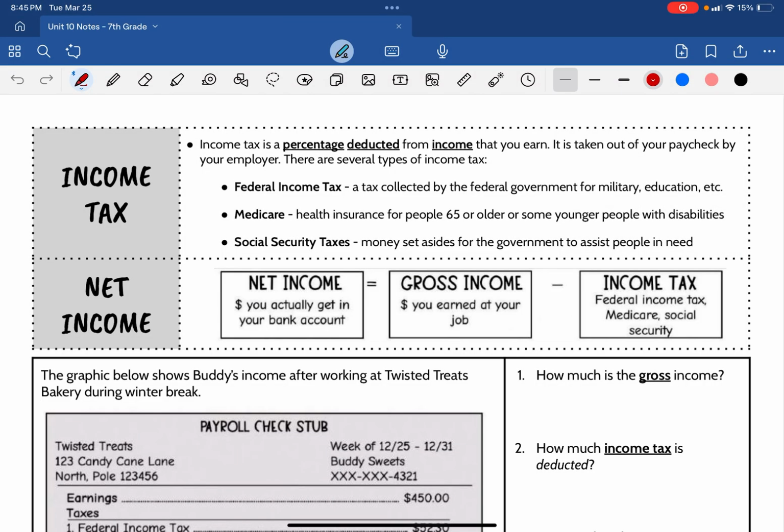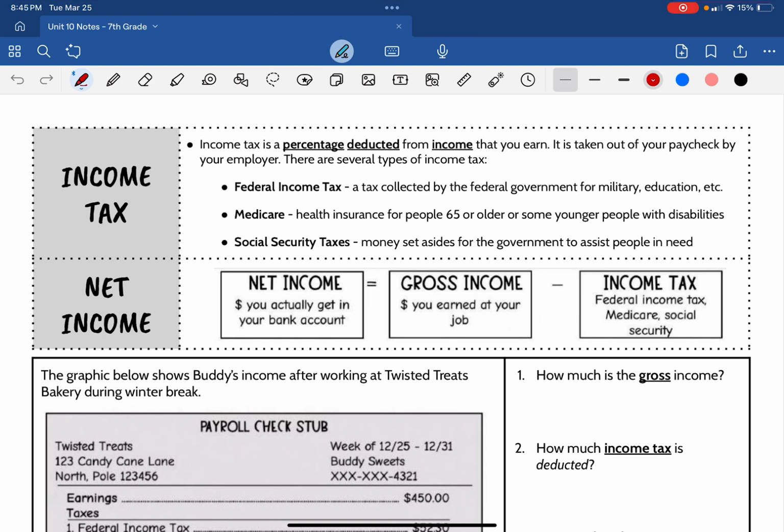Okay, so yesterday we talked about sales tax. So today we're going to talk about income tax. Income tax is the percentage deducted from income you earn. It is taken out of your paycheck by your employer. So everybody pays income tax. It's what you file, and it just depends on how much you set it for on how much is going to get taken out. There is a set amount.